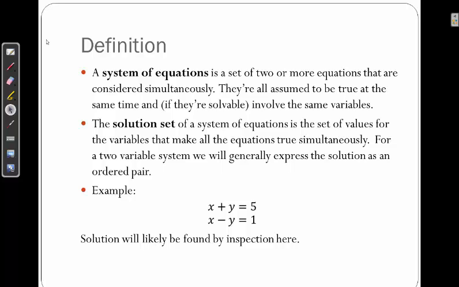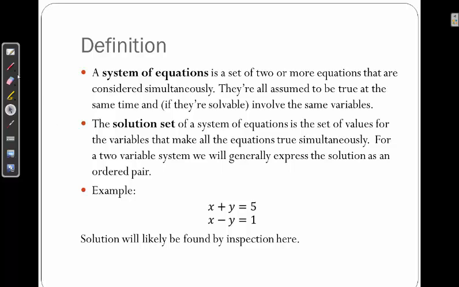For a three-variable solution, it would be an ordered triple, so you'd have three numbers separated by commas inside of parentheses. So, for example, this system of equations, x plus y equals 5 over x minus y equals 1, all you're trying to do is find a set of numbers that satisfies both equations. Now, this one you can probably find by inspection because it's not a very difficult system of equations to solve. What's a set of two numbers that adds to get 5 and subtracts to get 1?